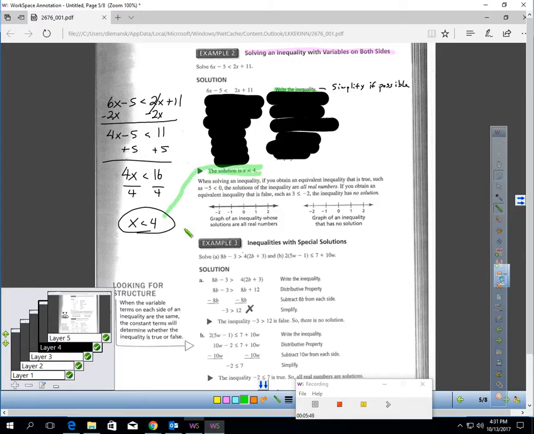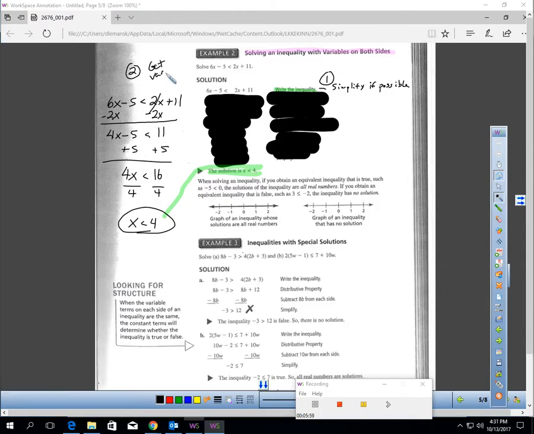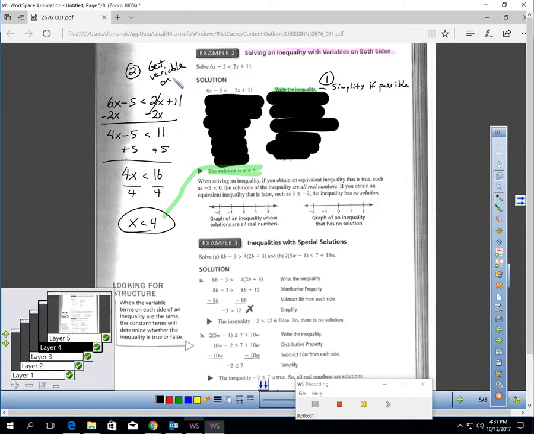Now, if you get to here, there's probably a great chance of you getting this figured out. All I have to do now is add 5 to each side, and 4x would be less than 16, and then I can divide by 4 on each side, and x would be less than 4, and there's my solution. Okay? After simplifying, which is always step 1, step 2 is always get the variable on one side. That's automatic. You should always do it that way.